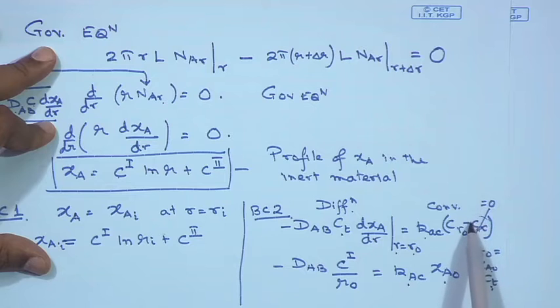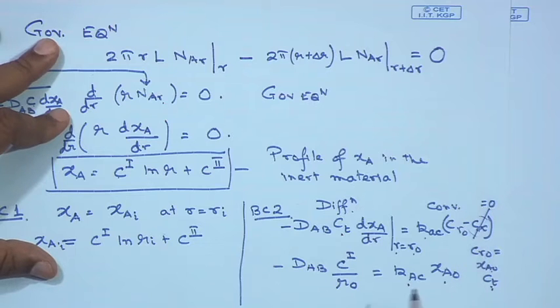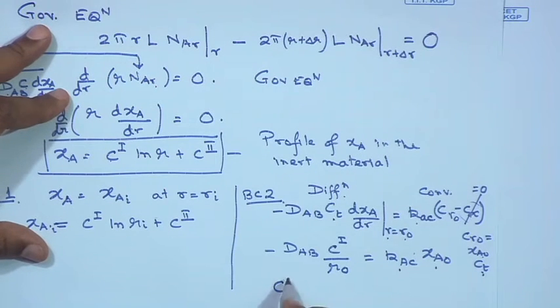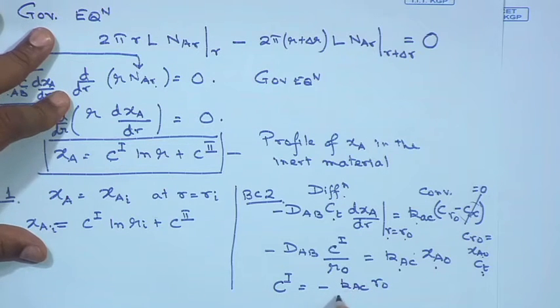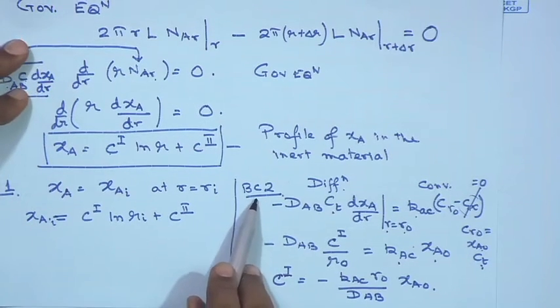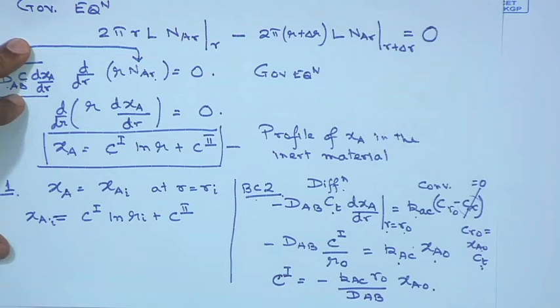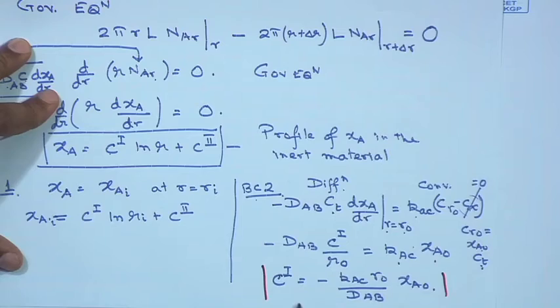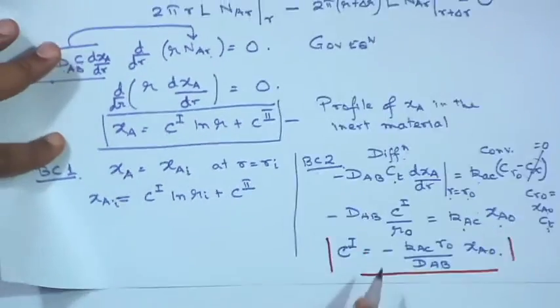No drug, you have very small concentration of drug in the intestinal juices. So, this can be equated to 0 and we cancel Ct from both sides. Therefore, you can get the expression of C1 as equals minus Kac times r naught divided by DAB times xA0. So, the expression for the first integration constant can be obtained through the use of the second boundary condition.